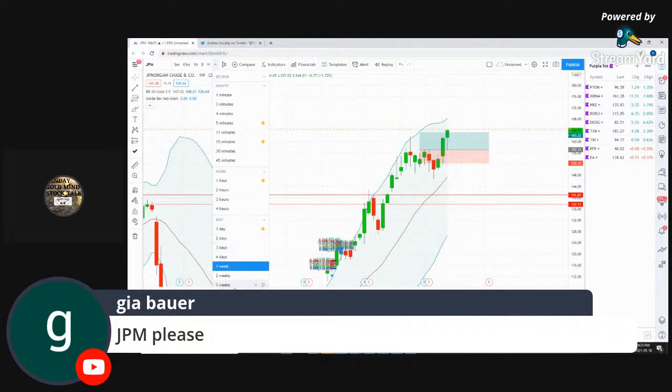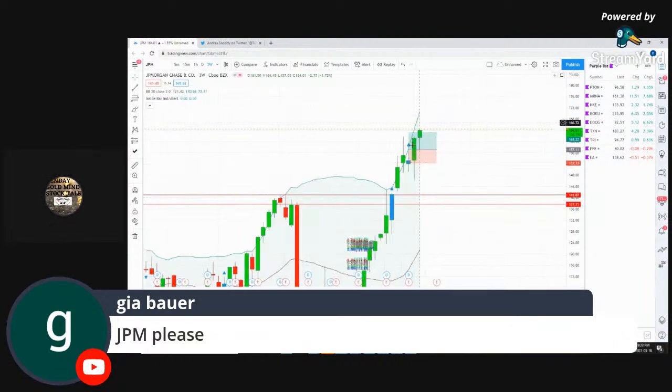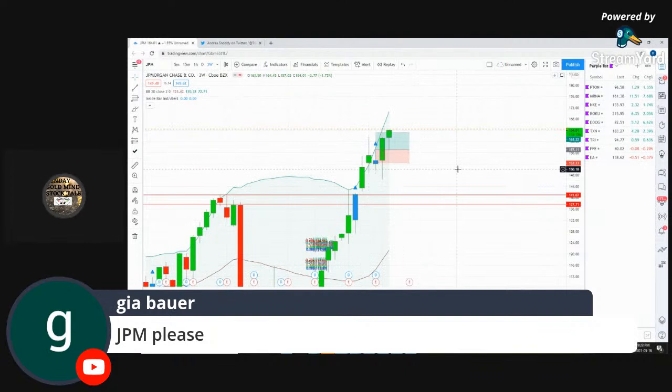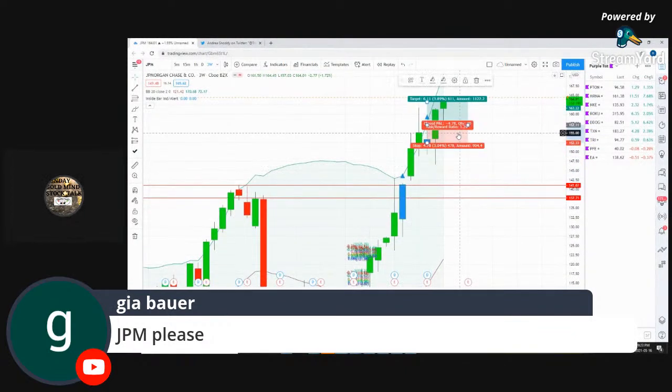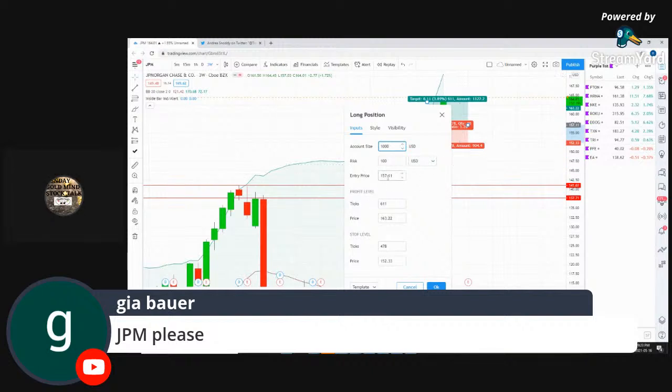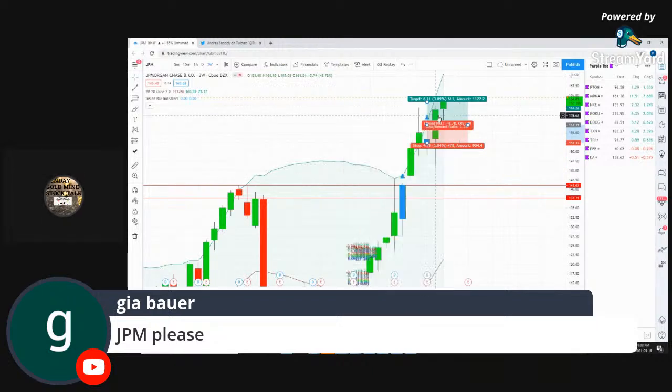So I went to the 3-week chart for JPM. You guys see this inside bar here on the 3-week chart, right? So I used this inside bar to go long on JPM. My entry was 157.11 and my stop was 152.33. I gave this one for free on Twitter. I posted it for you all for free. I gave you all the setups and everything. So I hope you guys followed along and made some free money with me, right?